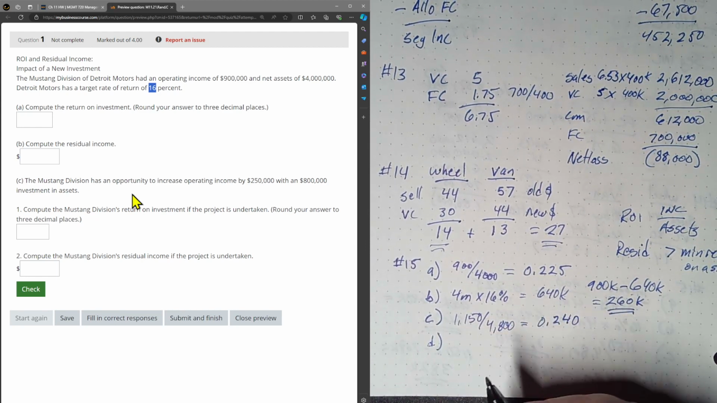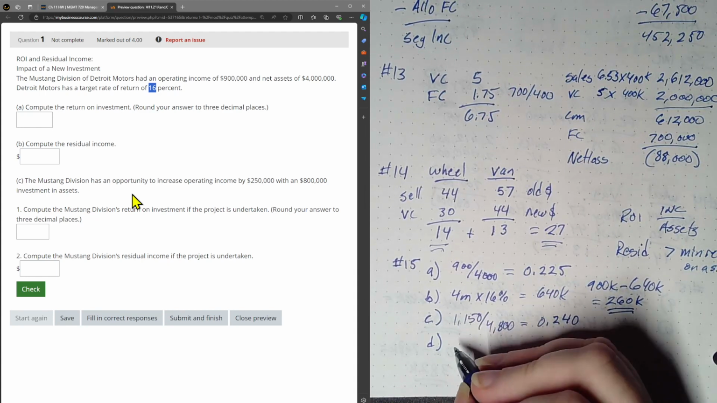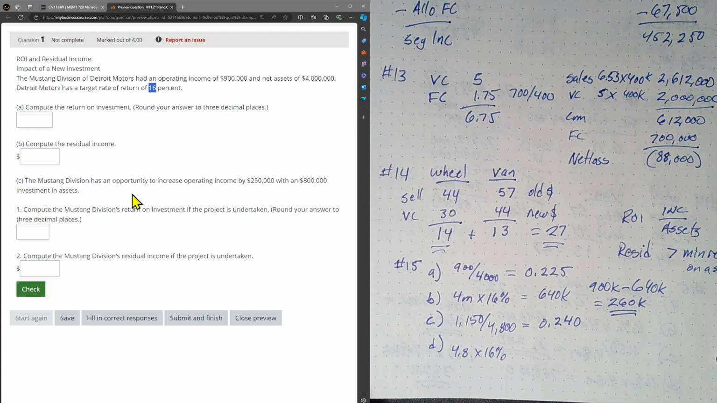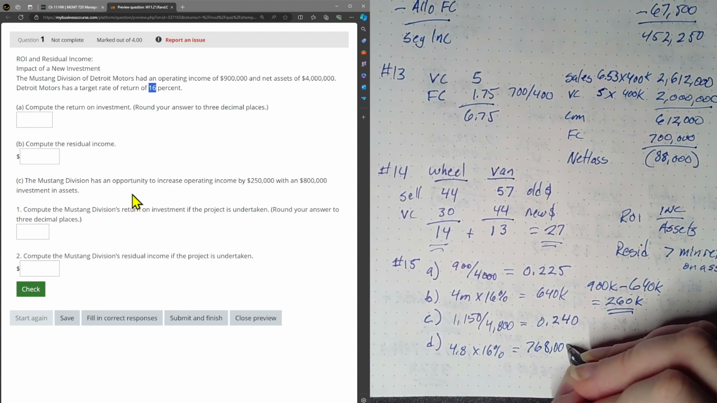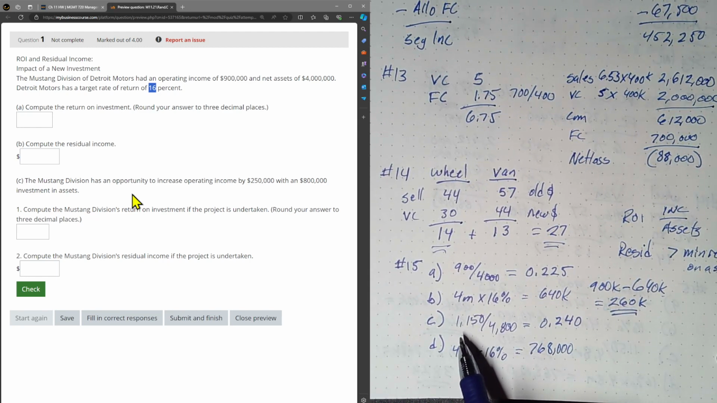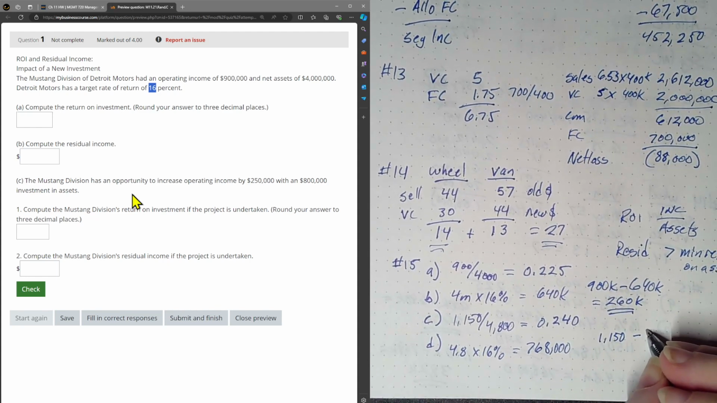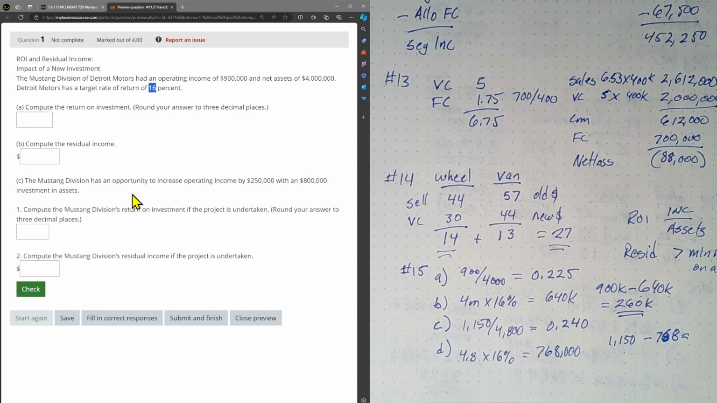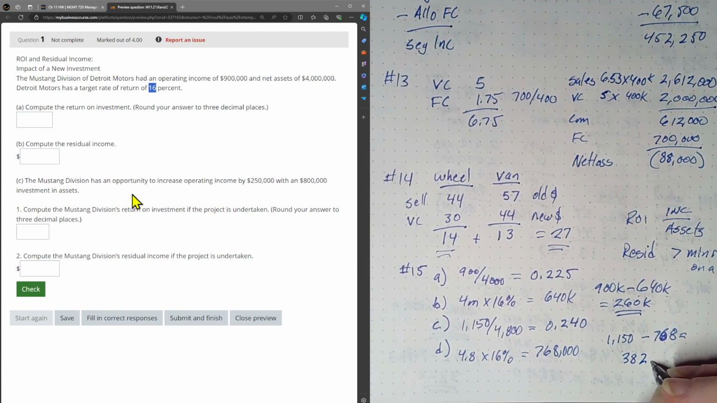And D, finally, is compute the Mustang's residual income. Okay, so it's not 4 million, right? That's not the asset base. It's now 4.8 million times 16%. And that means the minimum return on assets is we need to make 768,000. But what did we make? Well, at least we're proposing that we would make 1.15 million. So 1.15 million minus 768,000 (these are in thousands) is 382,000.